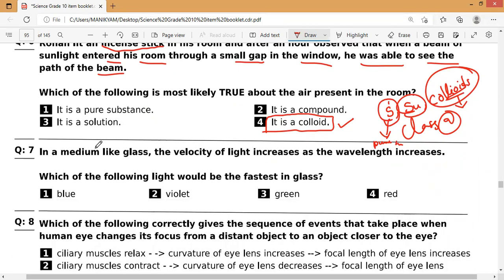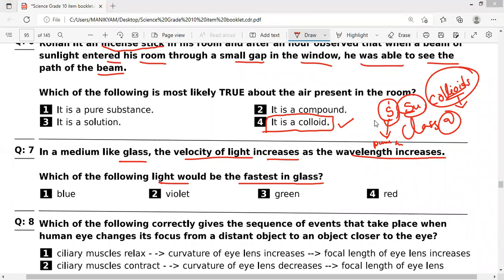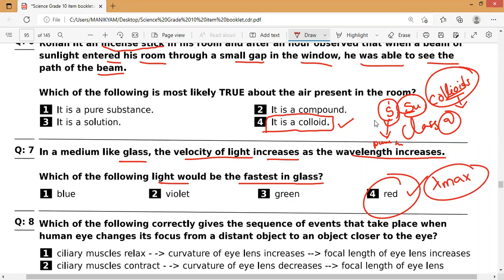Be very careful. Next, in a medium like glass, the velocity of light increases as the wavelength increases. Now, which of the following light would be the fastest in the glass? It is such a question which everybody can answer. Red. Why red? Because red has the maximum wavelength. They are saying that when wavelength is maximum, velocity is also maximum. As we already know, if wavelength is more, speed or velocity is more.